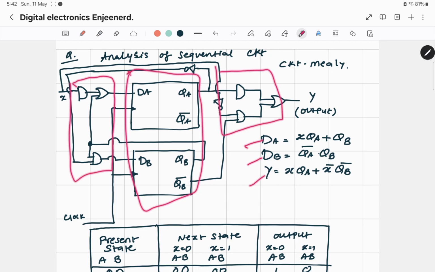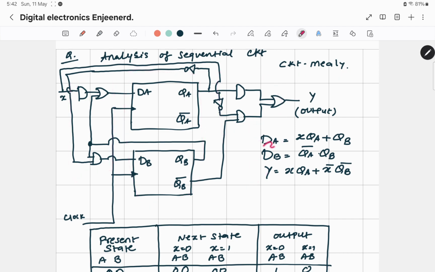Write down the equations, write down the kind of a circuit it is. This is a Mealy circuit. Equations dA, dB and y. So the circuit, if you check very closely, what is dA? It is addition of two things. What are those two things? First one is x.